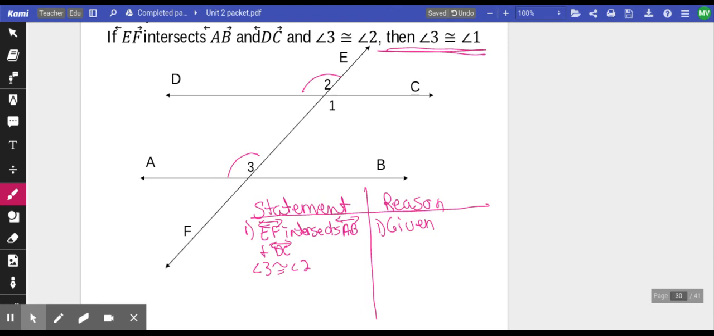So looking at the diagram, after I know 3 is congruent to 2, what else can you say? Well, if we look at this diagram, we can say that angle 2 is congruent to angle 1, and that's because vertical angles are congruent.